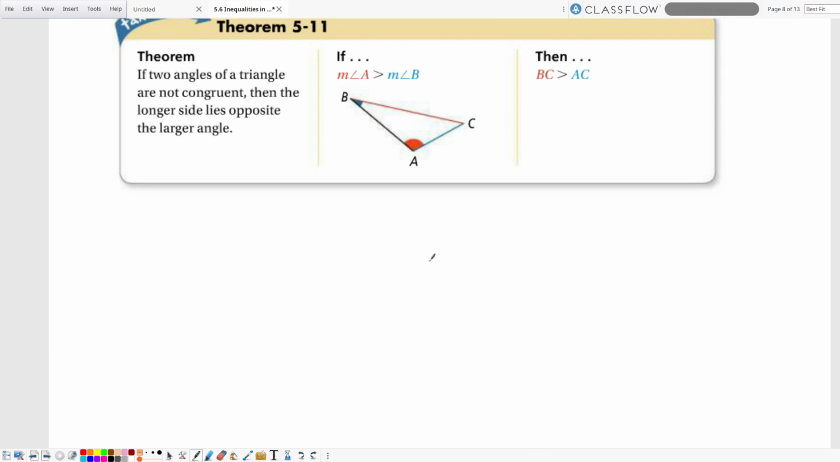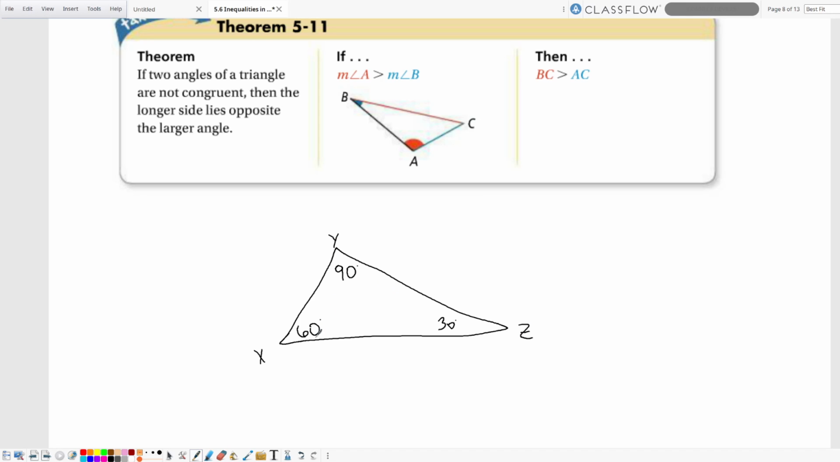Okay, so now we have theorem 5-11, which just says the exact opposite, or it's the converse of what we were using previously. So now I'm saying that if I have a triangle, and we'll just make this real simple to start out with, we'll say that this is 30 degrees, we'll make this 60 degrees, and then we'll make this 90 degrees. So say I have a triangle that's 30, 60, 90. We'll label this as X, Y, and Z.